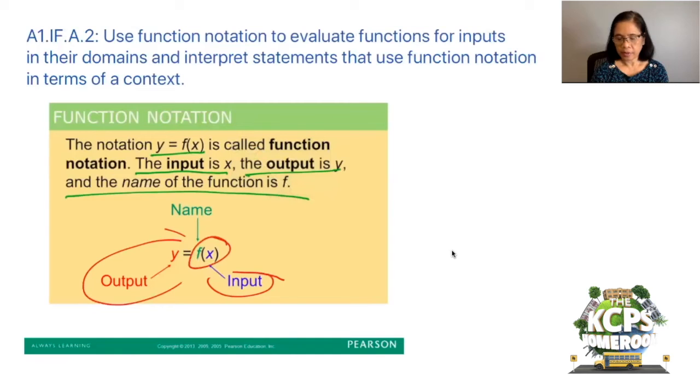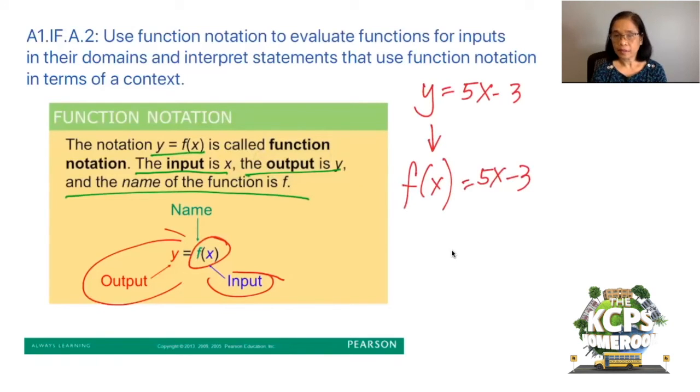So in our previous videos, we have seen equations. Let's say y is equal to 5x minus 3. If we use function notation to represent this, y is a function of x, or y is equal to f of x, is equal to 5x minus 3. So notice that this function is expressed in terms of the variable x, which is the independent variable.